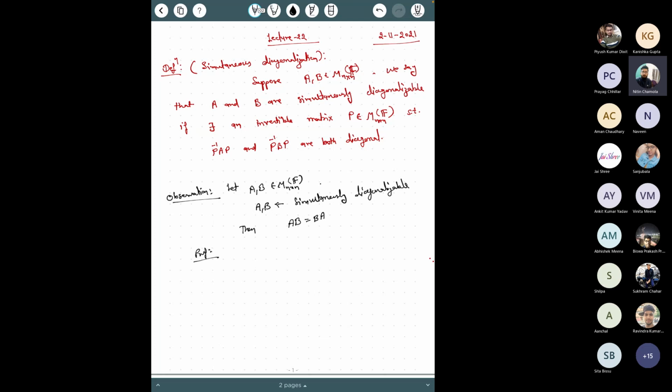Because A and B are simultaneously diagonalizable, you know that there exists an invertible P such that P inverse AP and P inverse BP are both diagonal, right? So they are both diagonal.